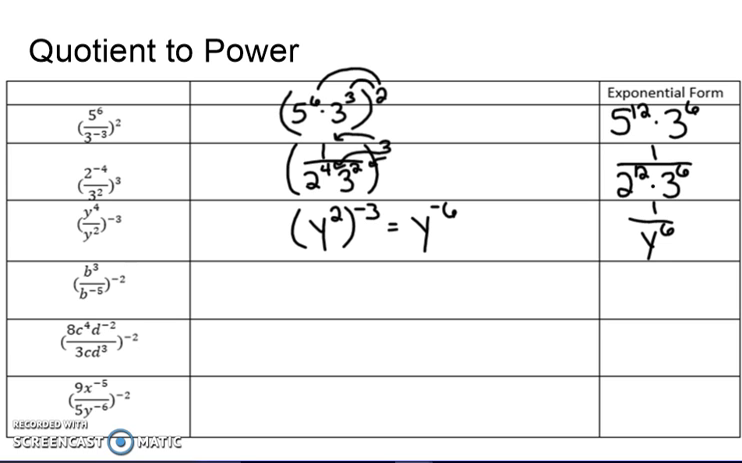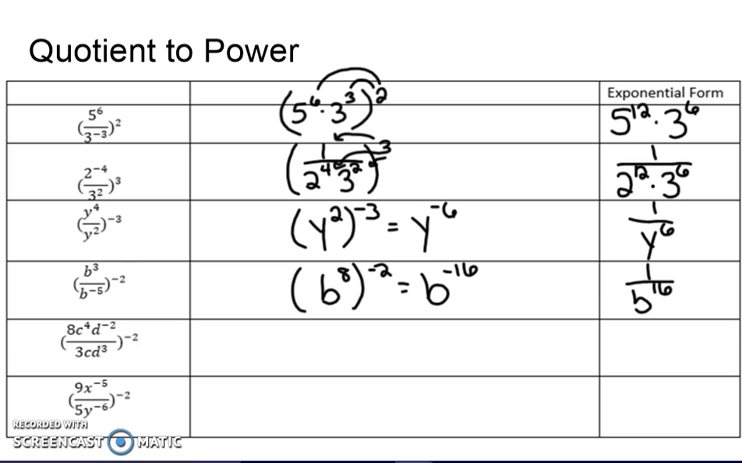If we look at our fourth example, again, we want to simplify the inside. B to the 3rd divided by b to the negative 5th. Well, 3 minus negative 5 gives me b to the 8th to the negative 2nd. Well, if I use my power to a power, that gives me b to the negative 16, which is equivalent to 1 over b to the 16.